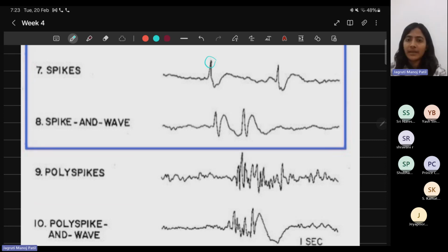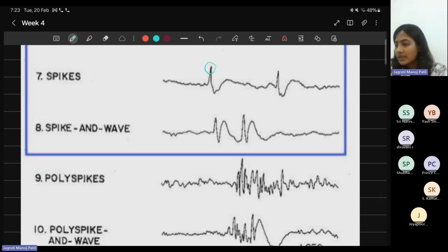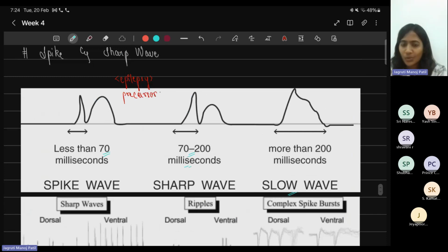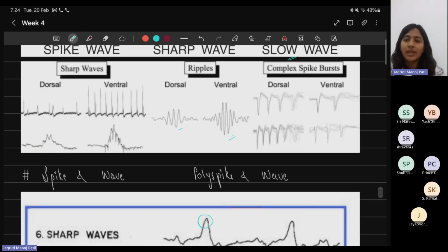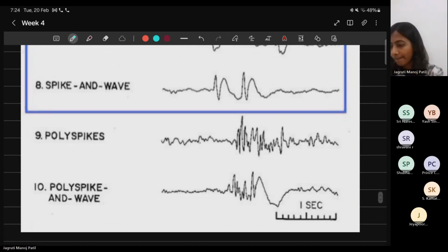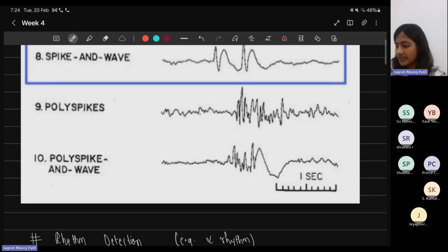I guess sir might have shown in the slides, or stated, the millivolts and the time in seconds for each of them. You can just go through them, that would be good. Also the pathologies they are associated with, or where they will be seen. And a polyspike and wave is multiple spikes and then a wave, so it's like this.